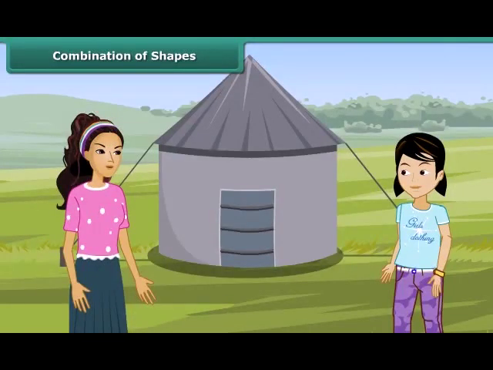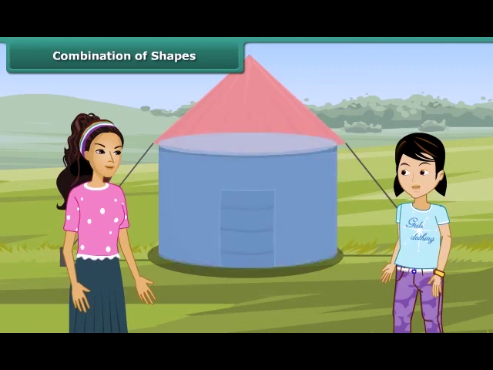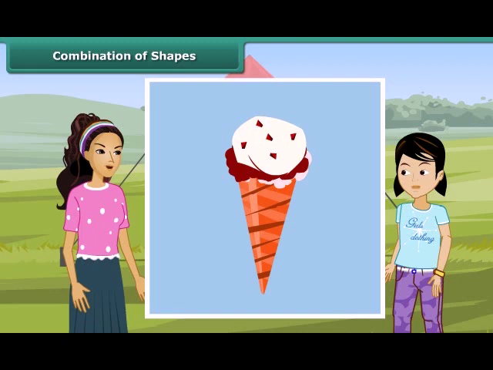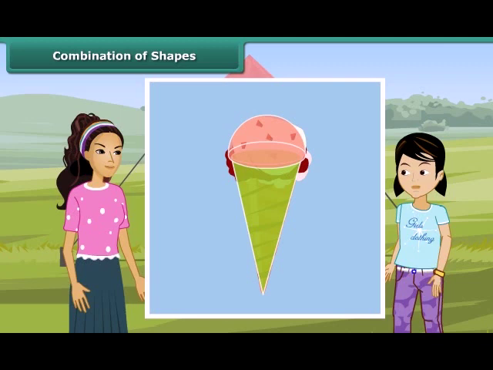Rita, look at this tent. This is made up of two shapes. Can you tell the name of the shapes? Yes, I can see the shapes. One is a cone and another is a cylinder. Correct. Similarly, we have ice cream. We can see that it is a cone surmounted by a hemisphere.